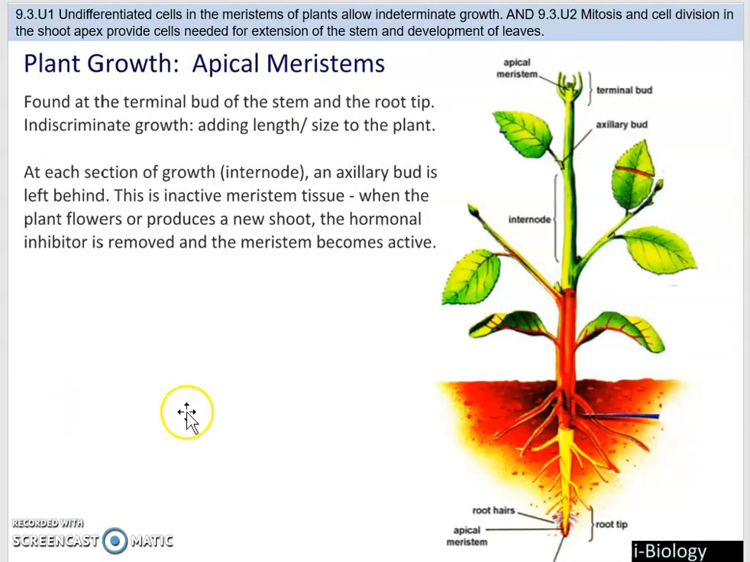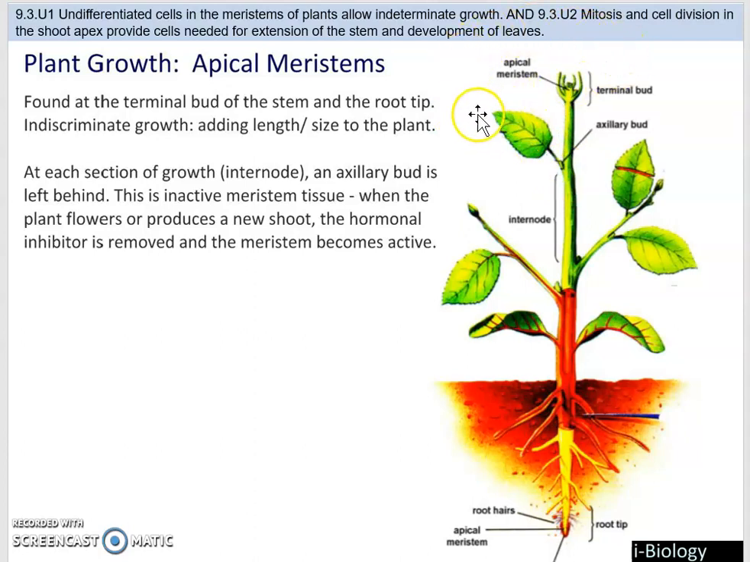The next slide is a continuation, and what we see here is the apical meristem. The apical meristem produces mitosis, which allows that to elongate and grow upwards. If you look down here, what we've also got is an axillary bud, and that also has meristematic tissue, and what can happen is that can allow growth laterally, sideways, allowing the plant to become a little bit more bushy.